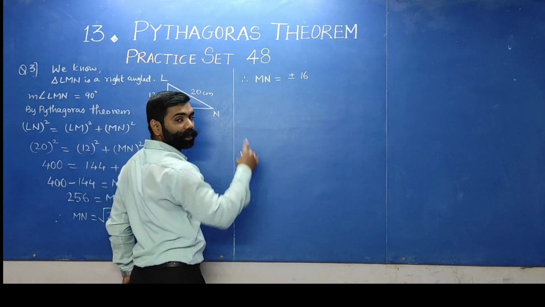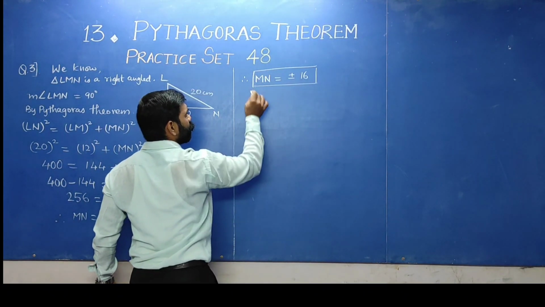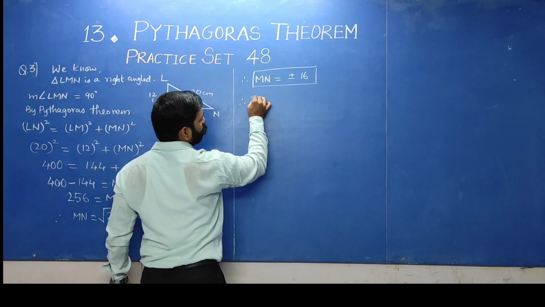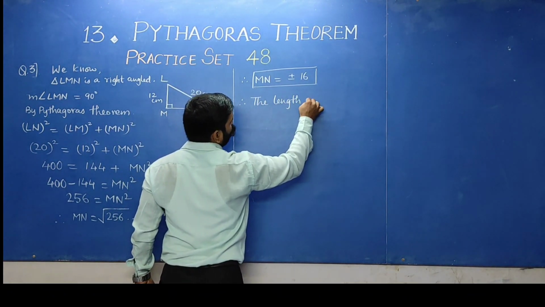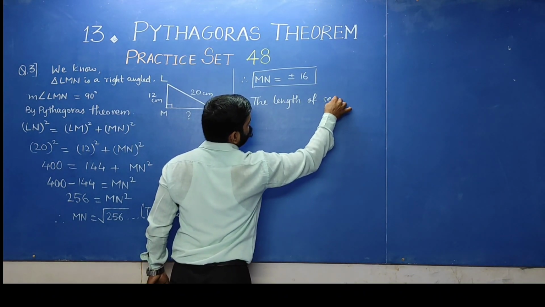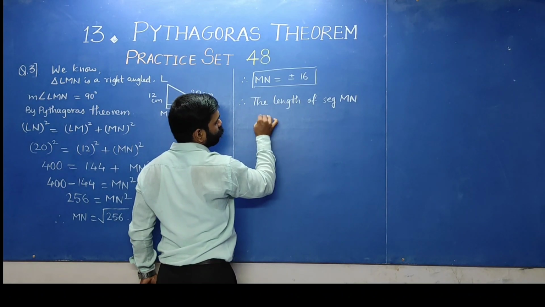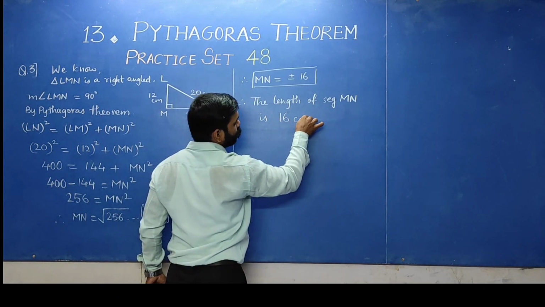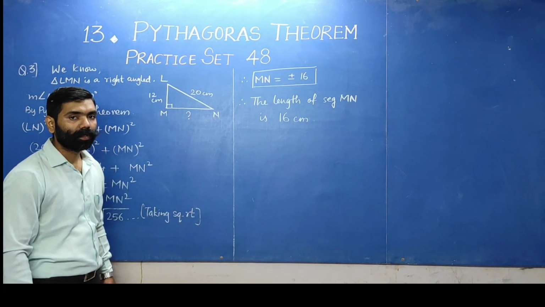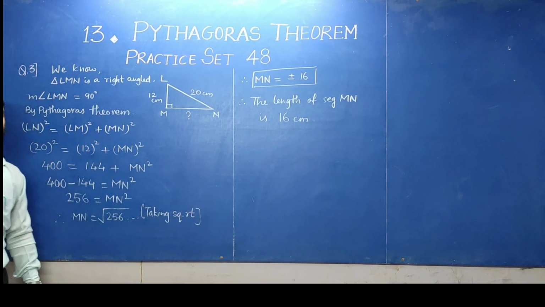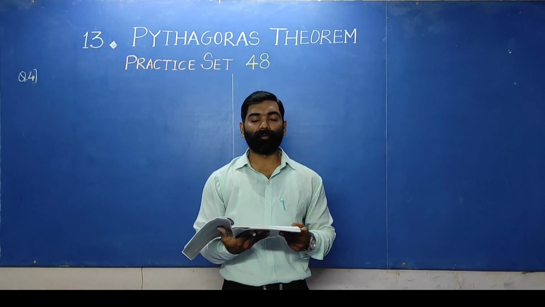Therefore MN is equal to plus minus 16, and we were finding length, therefore the length of segment MN is 16 centimeter. Okay, it is given in centimeter, that's why we are writing in centimeters. We will neglect minus. Okay students, take the screenshot. Okay students, let's see question number 4.